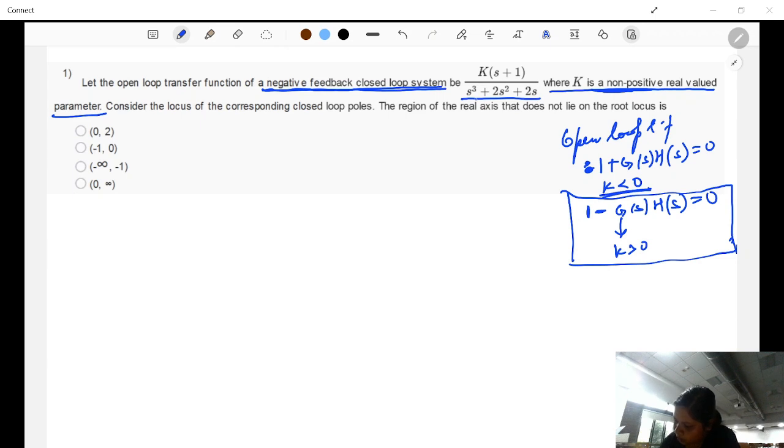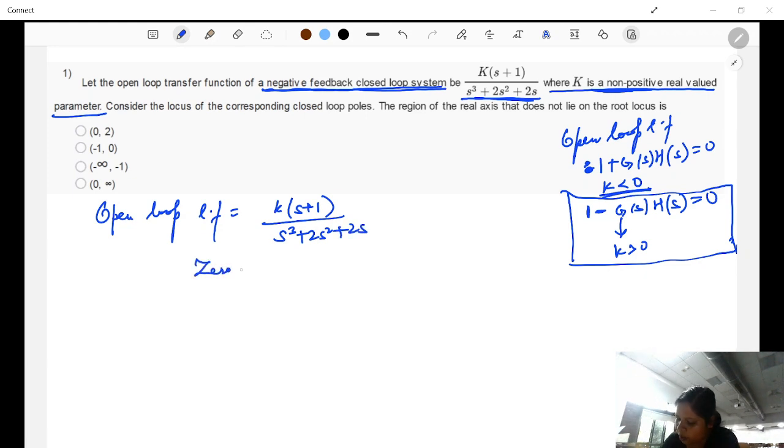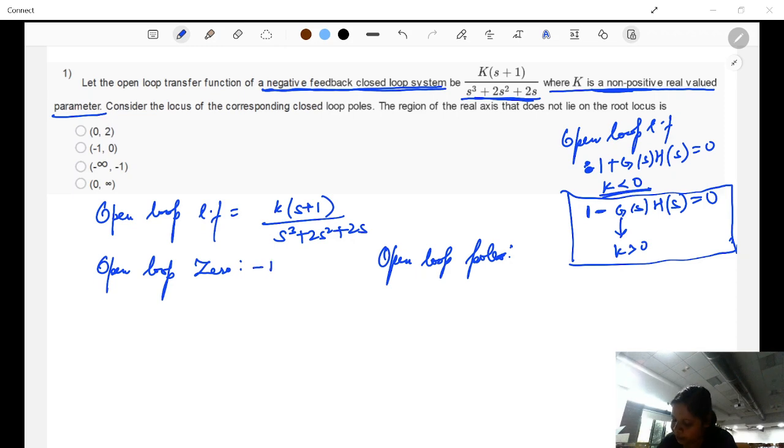So this is your open loop transfer function, right? Here the open loop transfer function is k into s plus 1 upon s cube plus 2s square plus 2s. I hope everyone is now very comfortable with determining what the zeros and poles of the system are. It is not system zero, it is open loop zero. What is the open loop zero? It is -1, right? You take the numerator equal to 0.